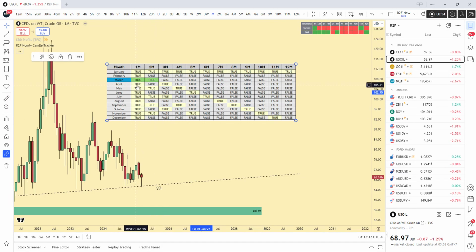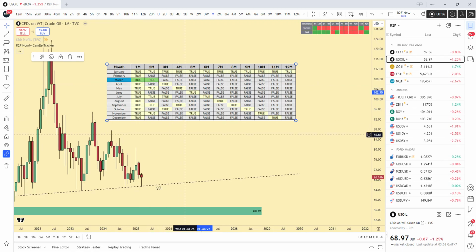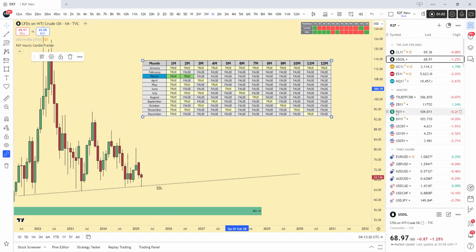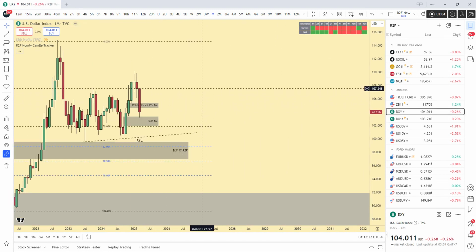In April, next month, we have a new 1 month and 3 month. So I'm going to have a look at what the 3 month looks like, and what the 1 month looks like. Starting on none other than the dollar index.